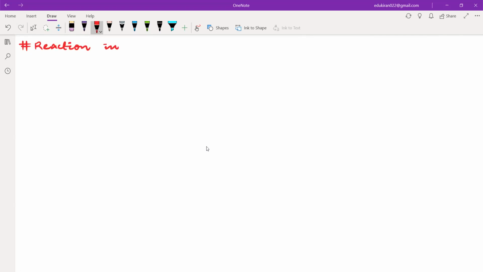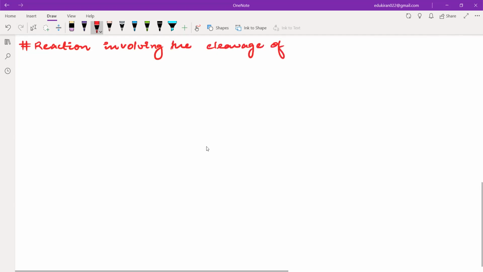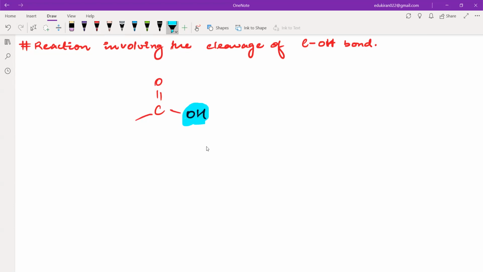A reaction involving the cleavage of the C–OH bond. Okay. Now, obviously, if you look at this, you can see that this is going to have more electronegative character.